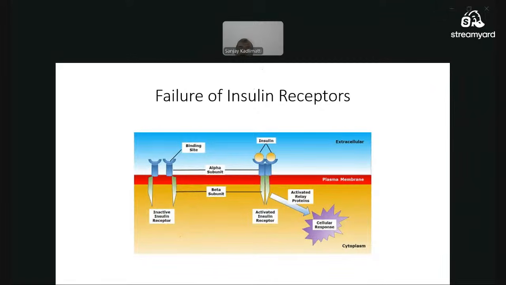Insulin resistance is there. See, these receptors are blocked. Why are they blocked? Maybe you call it free radicals, or they are deactivated. When I say this, it is scientific. When I say Ama is blocking the Srotas, it's unscientific.